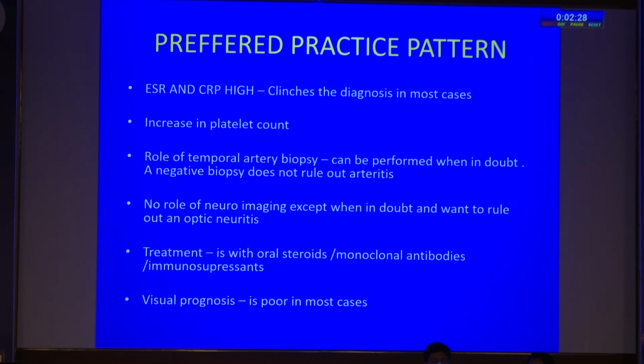Should we do a temporal artery biopsy? Well, not necessary in all cases, but can be performed when in doubt. But please make a note that a negative biopsy does not rule out arteritis. Again, there's no role of neuroimaging except when in doubt and want to rule out an optic neuritis. Treatment is with oral steroids. If it doesn't respond, you can shift to other agents, but the visual prognosis is poor in most of the cases.